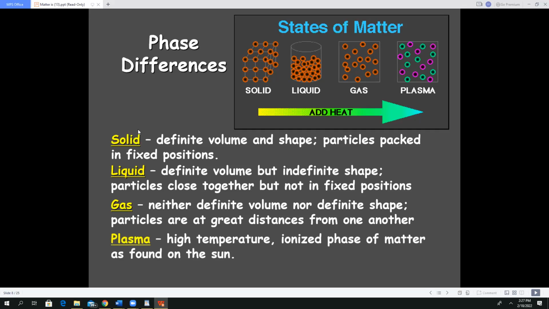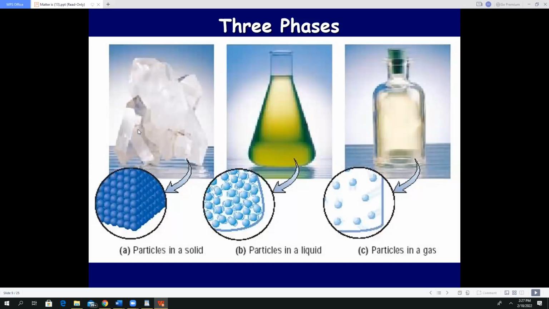And plasma is just a high temperature gas, basically. It is found in the sun or any other star. As you know, the sun is a star and they're made of plasma. So plasma is actually the most common form of matter in the universe, but not on Earth. Okay, so there's your particles in a solid, particles in a liquid, and particles in a gas. As you can see, they're very different.